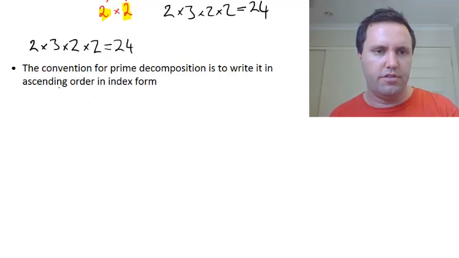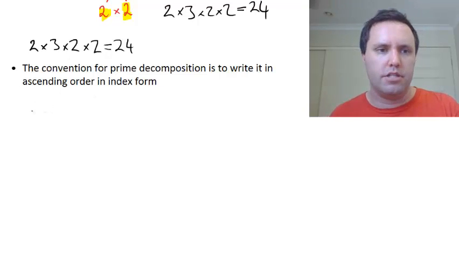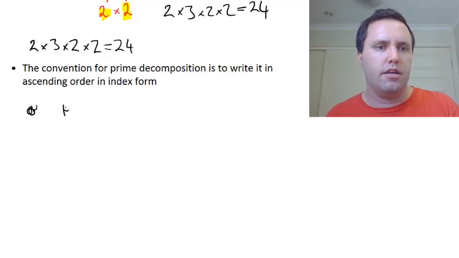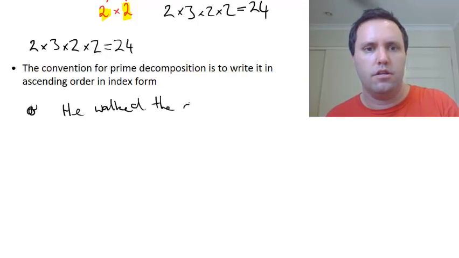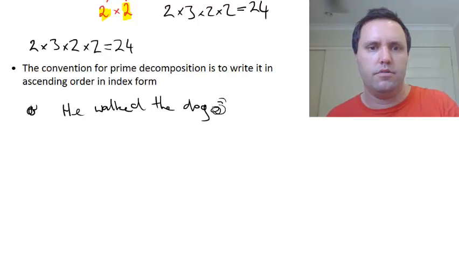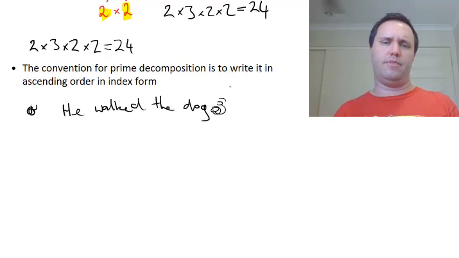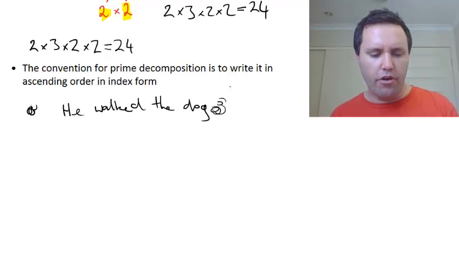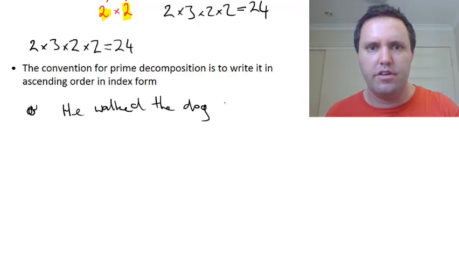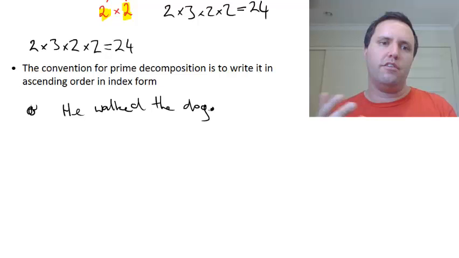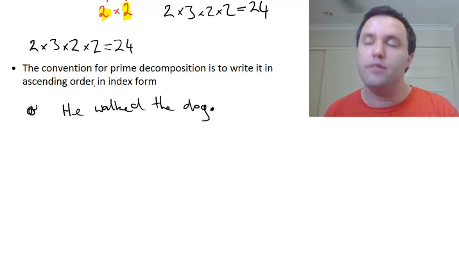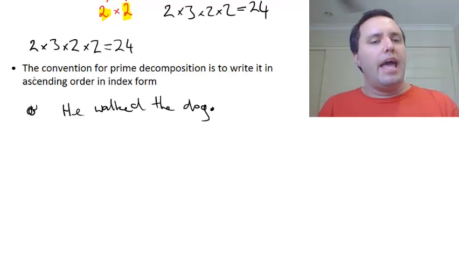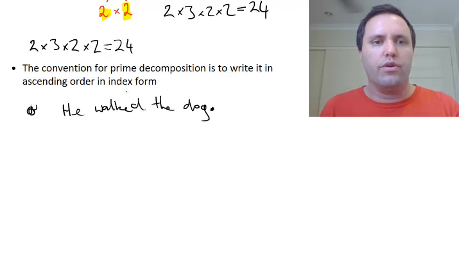For instance, if instead of a full stop you started putting a squiggly mark, and you would write he walked the dog, squiggly mark, everyone would be like, what is that squiggly mark there? So instead, to show the end of a sentence, we use the convention of a full stop, and everyone has agreed to know what that means. The same idea applies to prime decompositions: everyone's agreed this is how we show prime decomposition, and that is to write it in ascending order in index form.